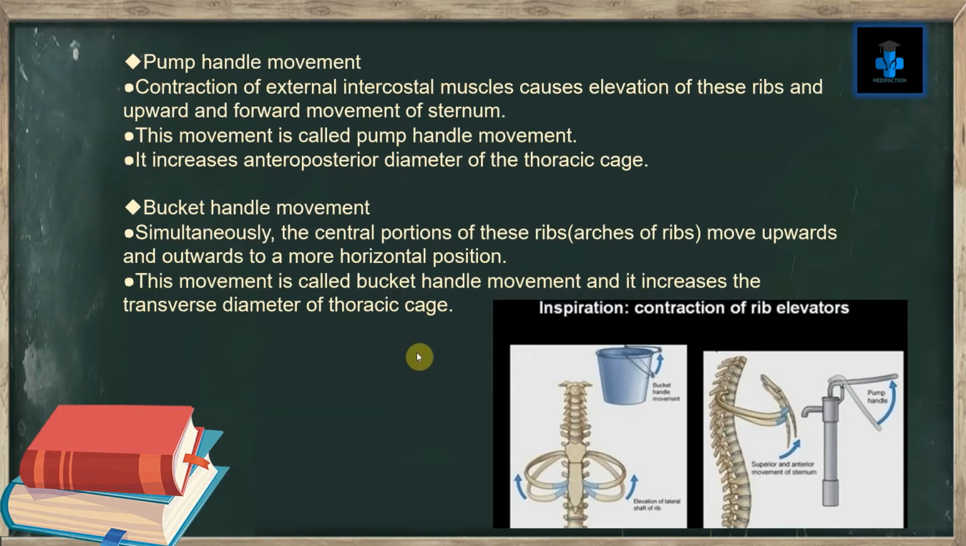Pump handle movement is the contraction of external intercostal muscles, which causes elevation of these ribs and upward and forward movement of sternum. This here depicts the pump handle movement. Whereas in bucket handle movement, simultaneously the central portions of these ribs move upwards and outwards to a more horizontal position. Like here you can observe, just like the handle of a bucket. This movement is called bucket handle movement and it increases the transverse diameter of the thoracic cage.